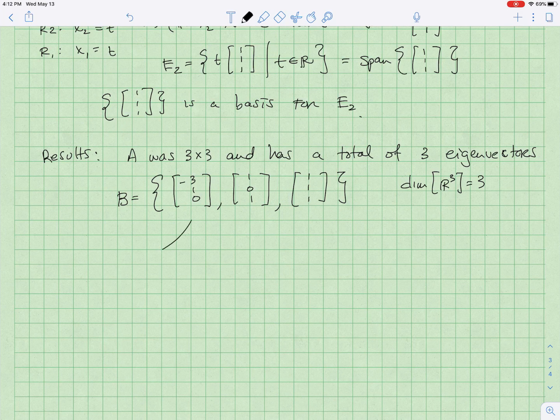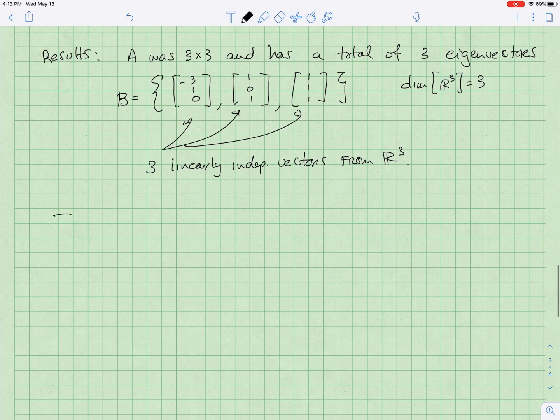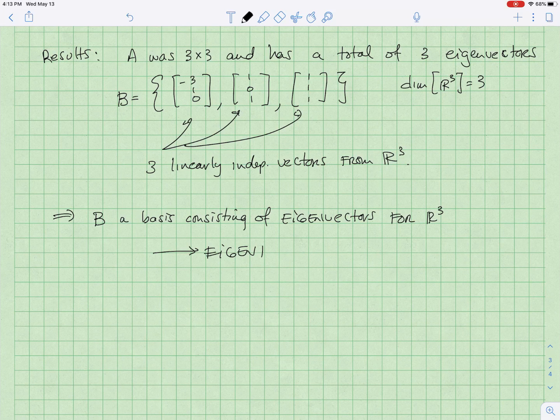And here we have 3 linearly independent vectors from R3. And this means that not only is B a basis, but B is now a basis consisting of eigenvectors for R3. This is called an eigenbasis.